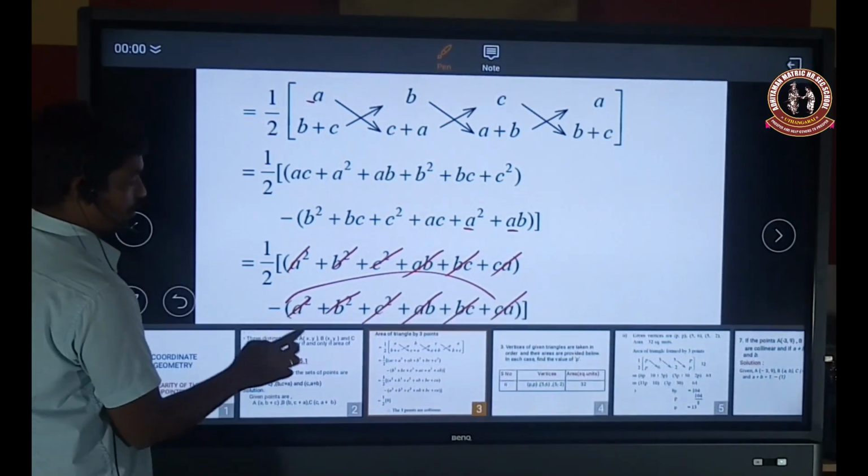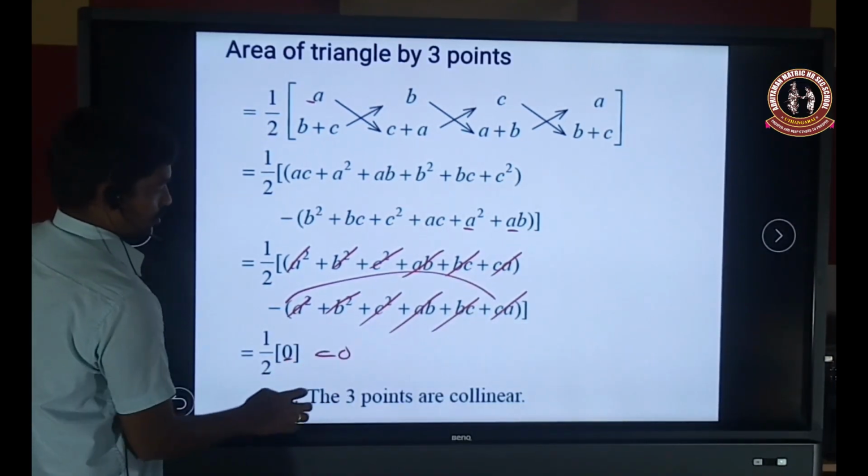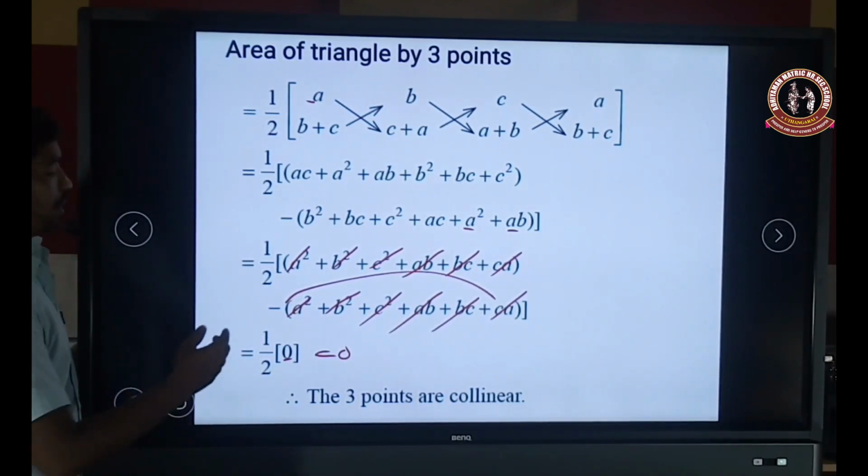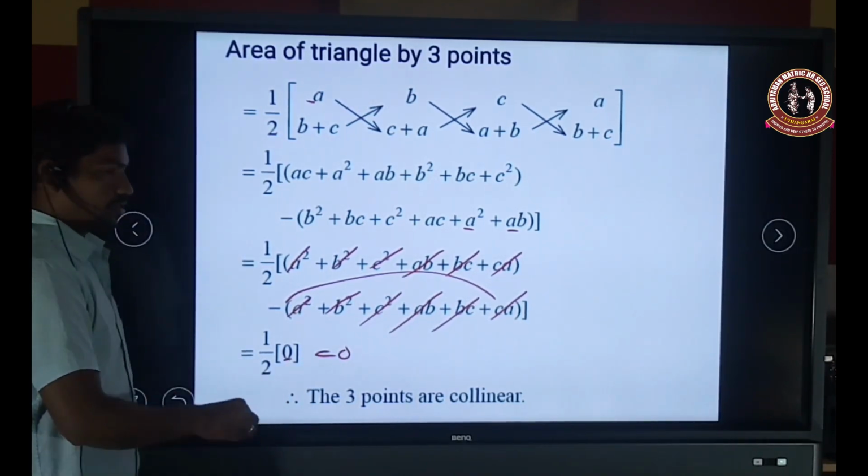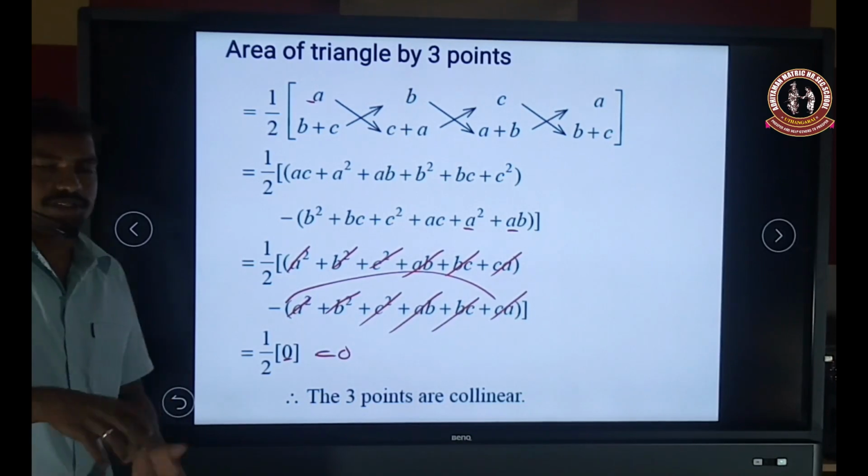So 0 into 1 by 2 equals 0. So the area of the triangle formed by these 3 points equals 0. Area becomes 0 means these 3 points are collinear.